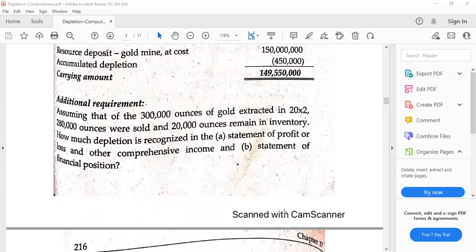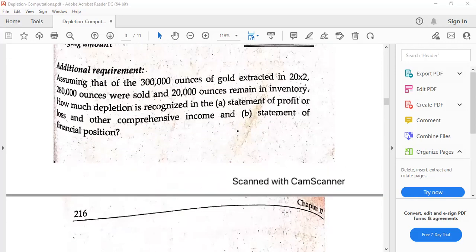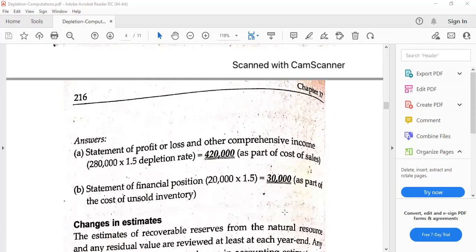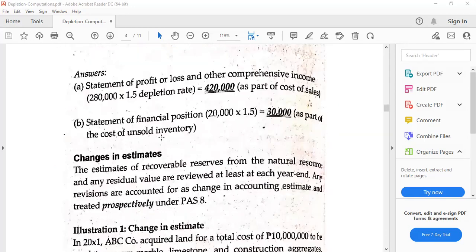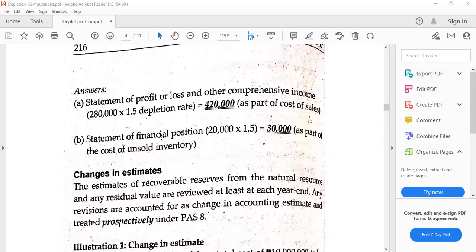Although another way for this is, remember, we have 450,000 as depletion, and 280 divided by 300 is 93.3333%. If we multiply that with 450,000, we will get 420,000. And also for the inventory, 20 divided by 300, that's 0.066666, meaning 6.6666 dot dot dot percent of the 450,000 equals 30,000 cost of unsold inventory. That is also our alternative solution, similar to the pattern here, which is in terms of fraction or percent. All right, but then again, if you just understood the main way of solving that, you're fine or okay wherever you go.